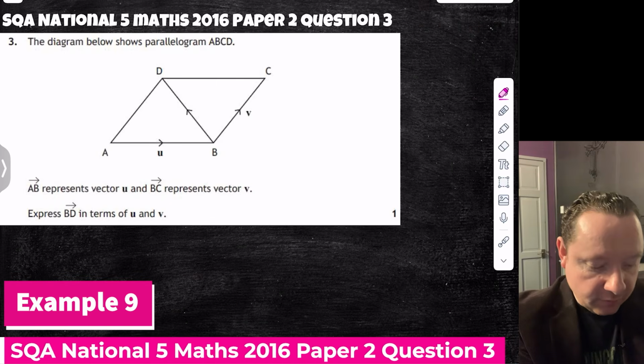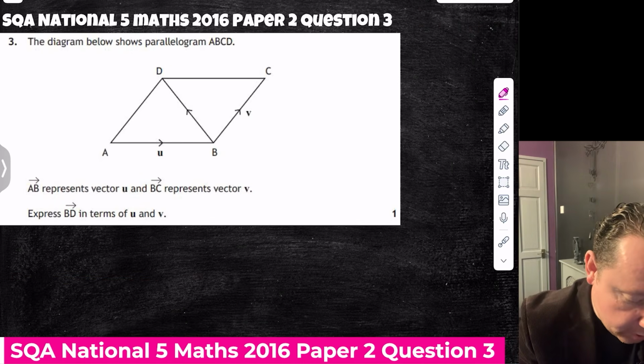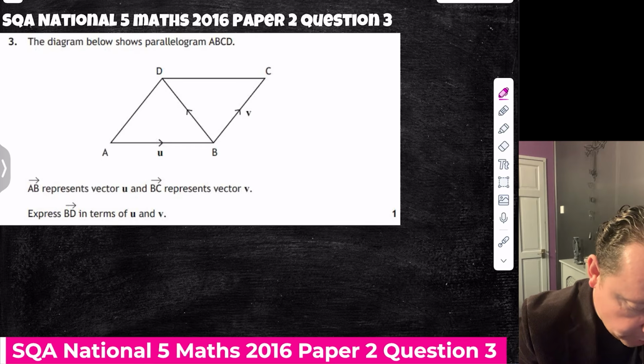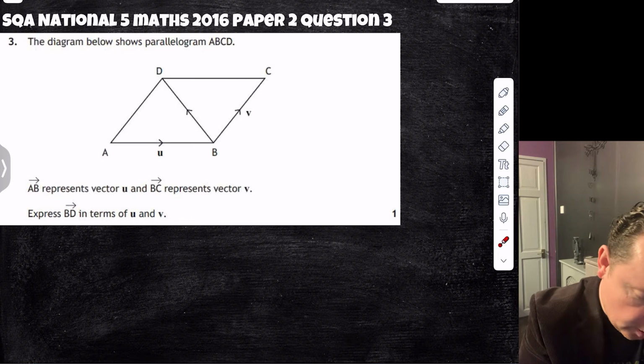It's been National 5 Maths, 2016 Paper 2, question 3 on vectors. The diagram below shows a parallelogram. AB is represented by U, shown in the diagram, and BC is V. We have to express B to D in terms of U and V. So we need to start at B and get to D somehow, but we don't know that one.